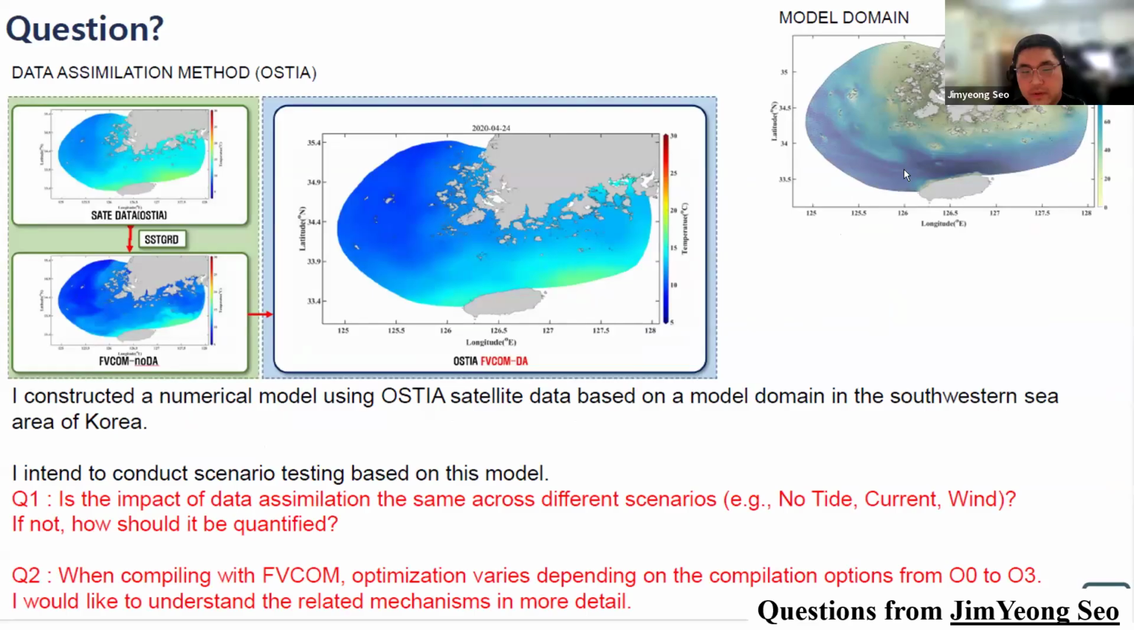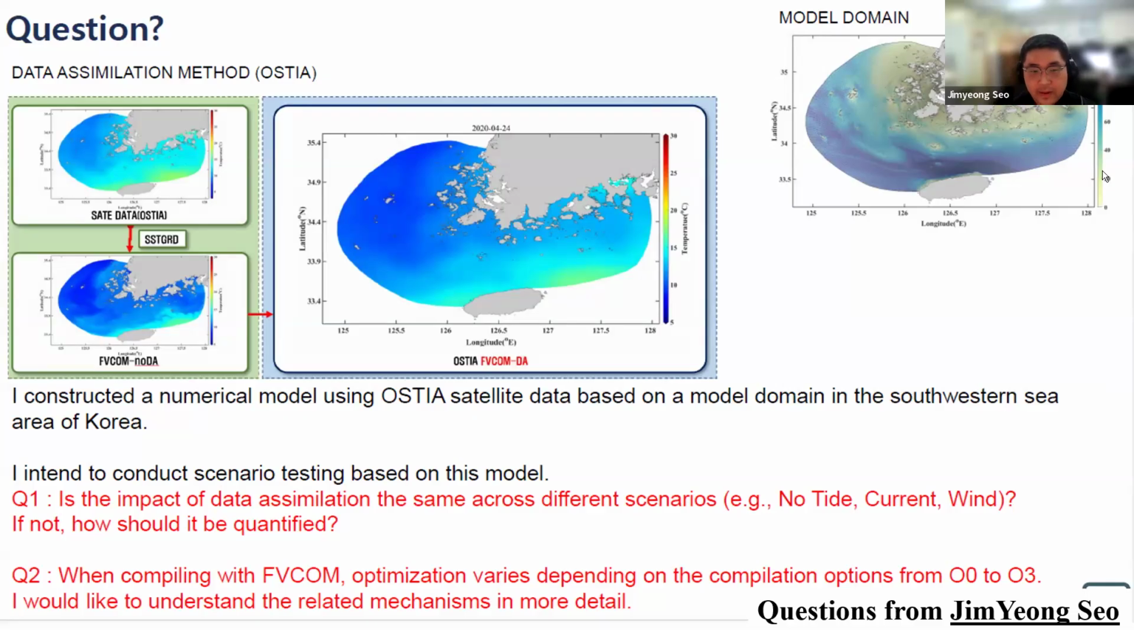My question is related to last week's question. I made a model domain just like that, and I additionally applied OSTIA satellite data with the SSTGRD method in this model domain.